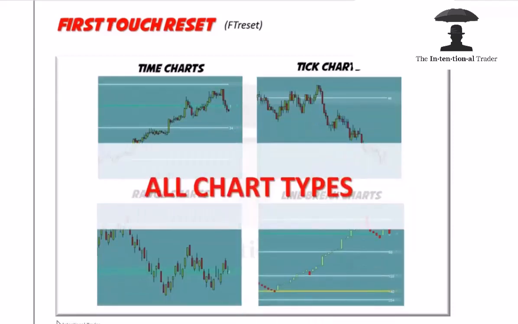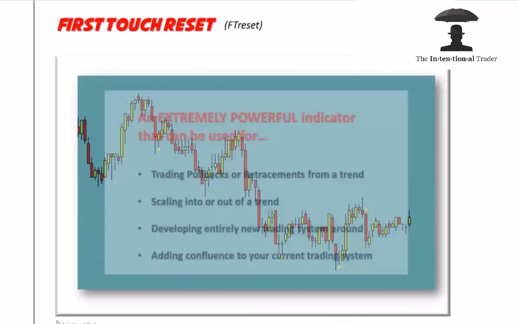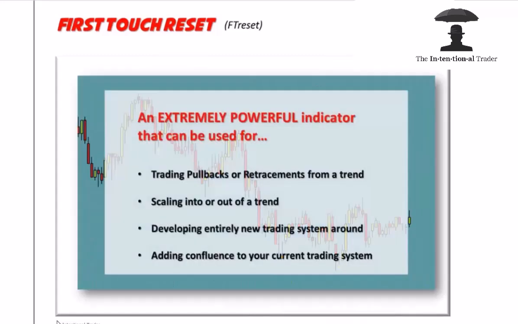This indicator is good on all chart types, and it's an extremely powerful indicator for you to be used for trading pullbacks or retracements from a trend, scaling into or out of a trend, developing an entirely new trading system around them, or simply adding confluence to your current trading system.